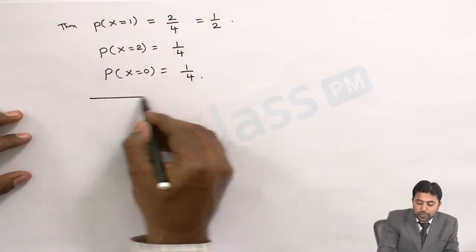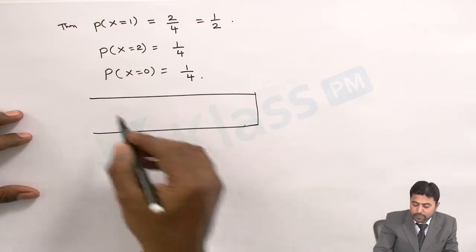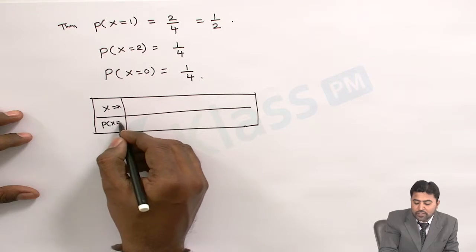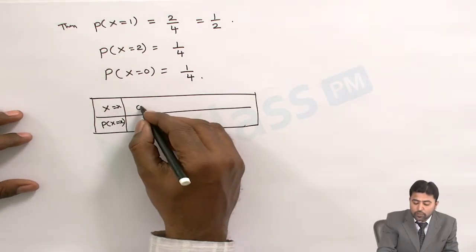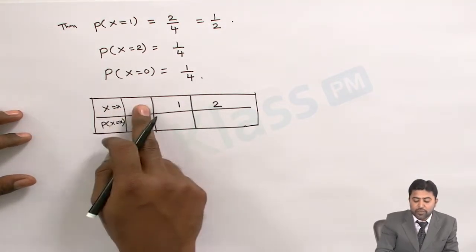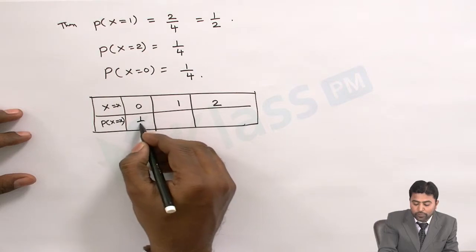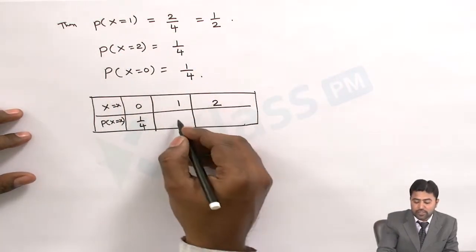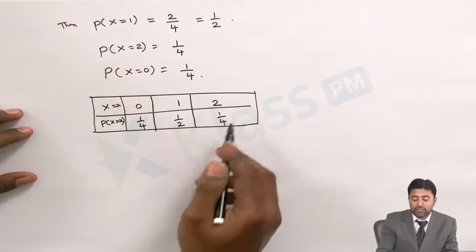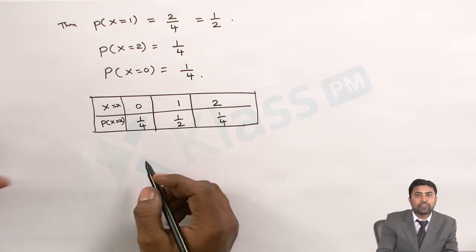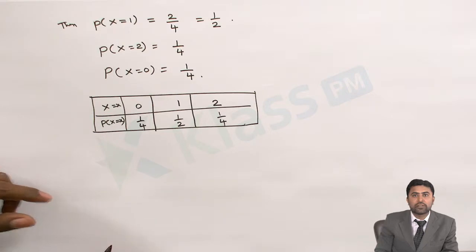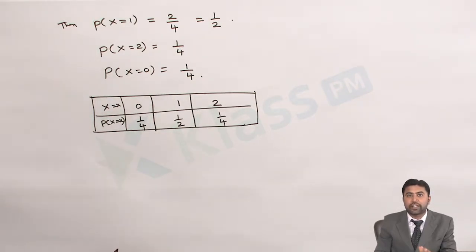So its probability distribution table will be like this. X equal to x, P of X equal to x. X equal to 0, X equal to 1, X equal to 2. When X is equal to 0, what is the chance? 1 by 4. When X equal to 1, what is the chance? 1 by 2. When X equal to 2, what is the chance? 1 by 4. Now see that the sum of the individual probabilities is equal to 1: 1 by 4 plus 1 by 4 plus 1 by 2 is equal to 1. This is how we define the random variable.